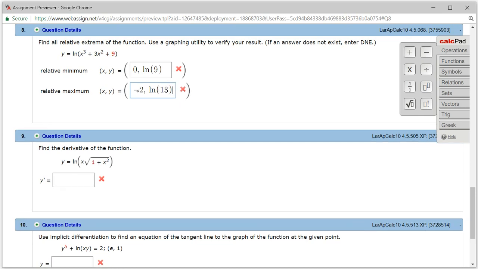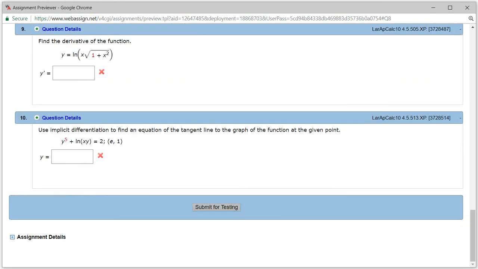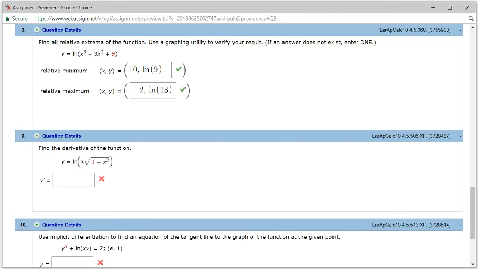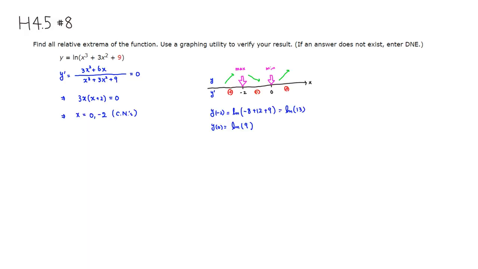All right, so let's check the answer. Submit for testing. All right, it came back and it looks like we got this one correctly. All right, that's it. I hope that this was clear.